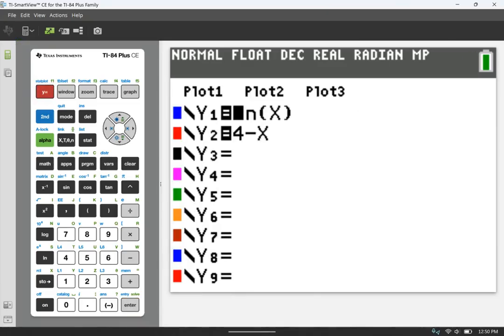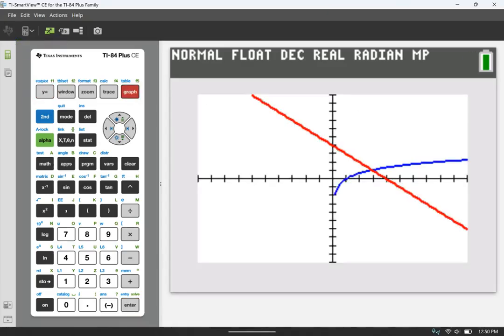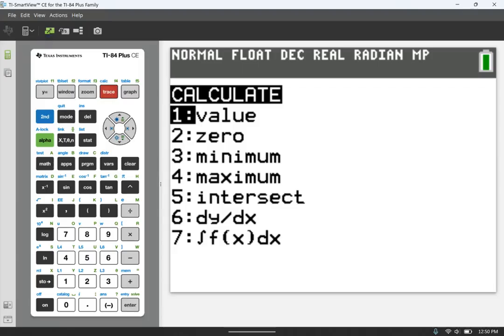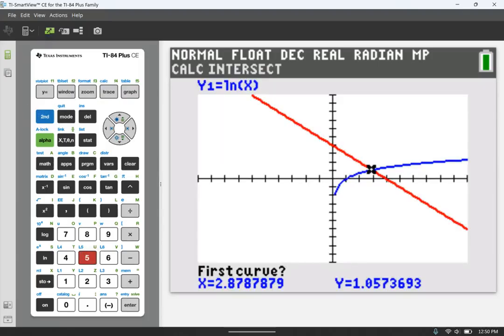So I think I have them in here. Okay, graph, there they are. All right, so we're calculating. That's nothing new, that's not a trick. Bam, bam, bam. All right, there we go. So 1.0737289. Now, that is an x, right? Or that's a y, sorry.